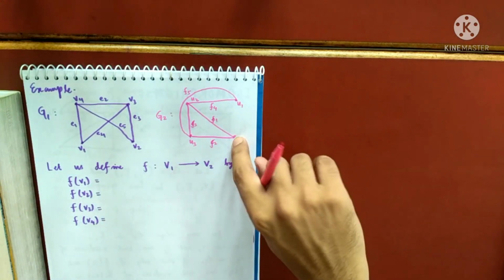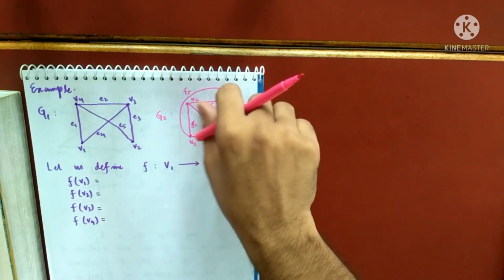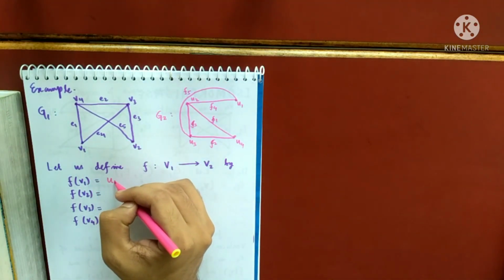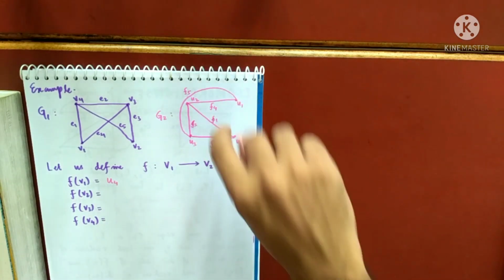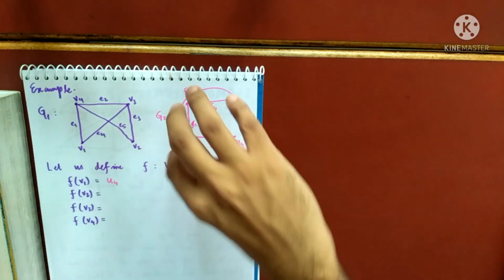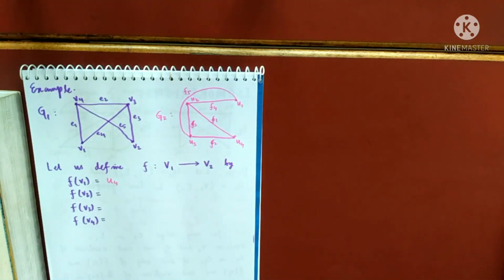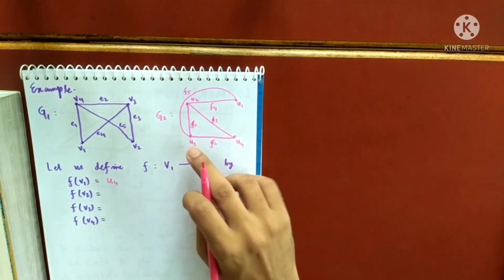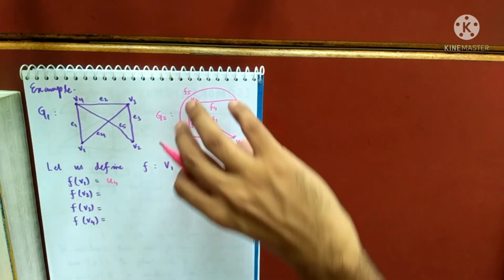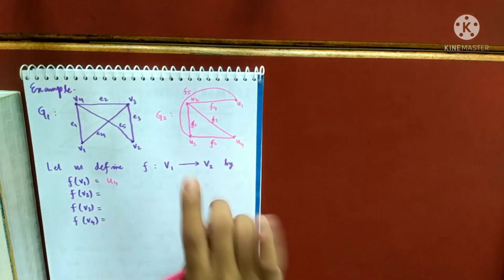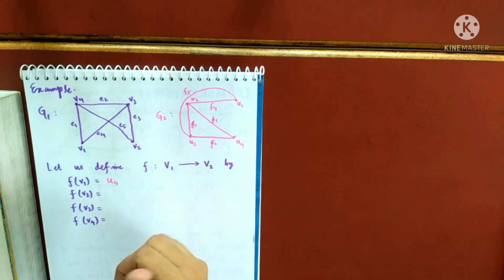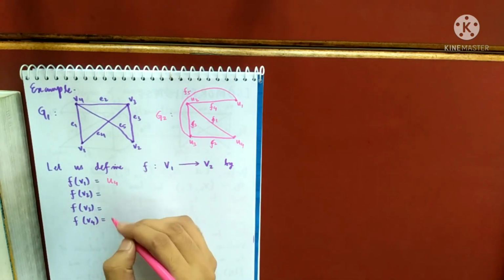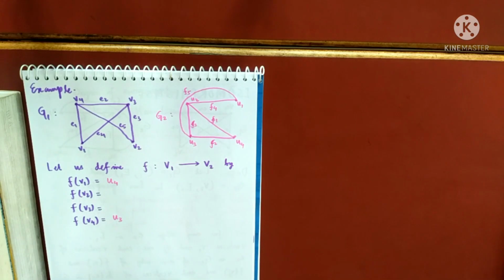So V1 will be replaced by U4. Can you imagine? So I'll send V1 to U4. Just try to imagine if I rotate like this, U4 will come here, right? And then V4 will go to U3. You see? Because if I'm rotating like this it will go at the top, and at the top I have V4. So V4 will go to U3.